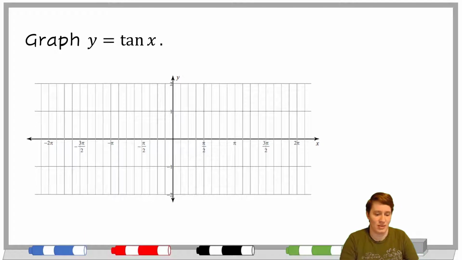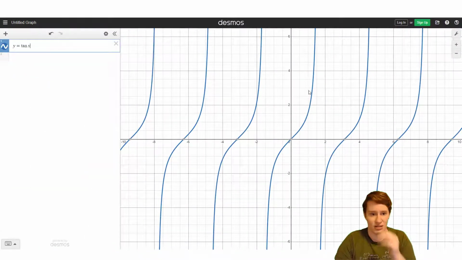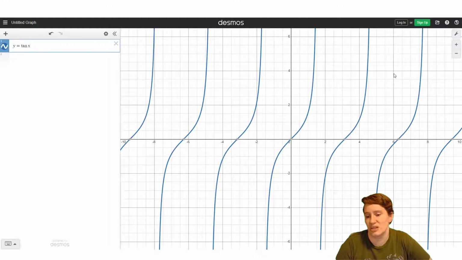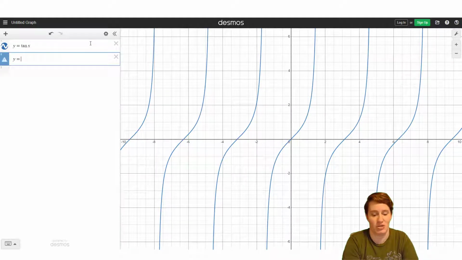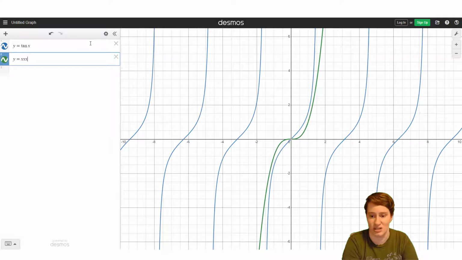So I'm going to graph in Desmos and bring it over here. This is the graph of y equals tangent x. To me, the thing that this looks most like is that they kind of look like cubic functions. If you don't remember what cubic functions look like, y equals x cubed looks like this green graph here. So it definitely doesn't look exactly like it, but that's what it reminds me of personally.